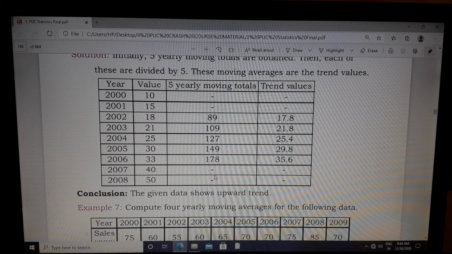This is 5 yearly moving averages. 3 yearly means 3 total and then average divided by 3. And 5 yearly means 5 total and divided by 5. See, generally when there is an odd number of observations, exactly the middlemost term can be found. But where there is an even number of observations, the middlemost value is very difficult to find between the time periods. So the middlemost cannot be sorted out easily.